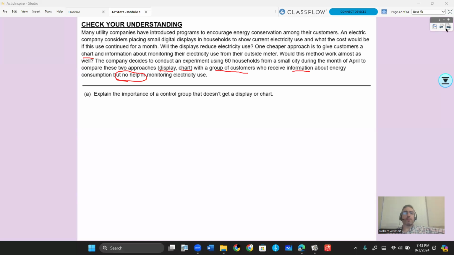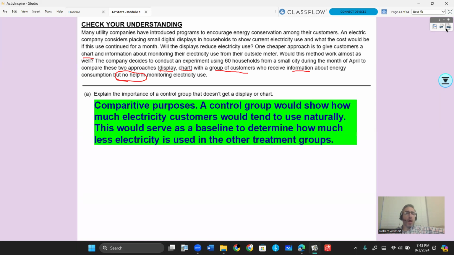Pause it, see if you can write something. All right, in 3, 2, 1, we're going to display this. So I like to just say comparative purposes. We want a control group that would show how much electricity customers would tend to naturally use. So that's a baseline for us. This would serve as a baseline to determine how much less electricity is used in the other treatment groups, if at all. So again, keyword I kind of find is comparative, but I like to use that word baseline so we can kind of get a starting point.